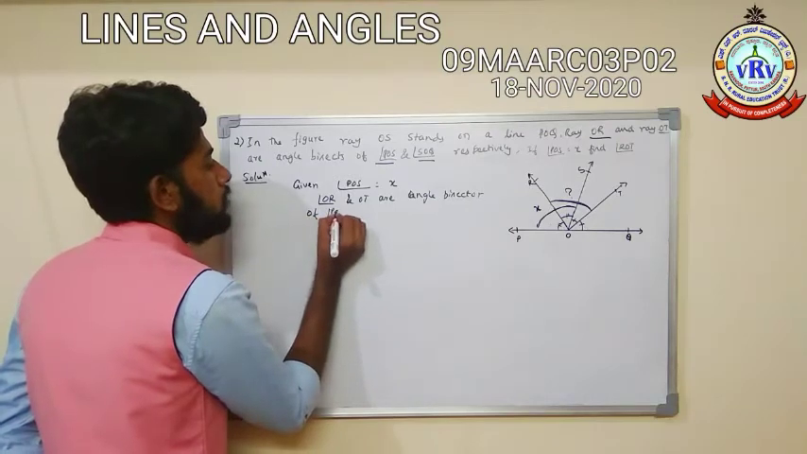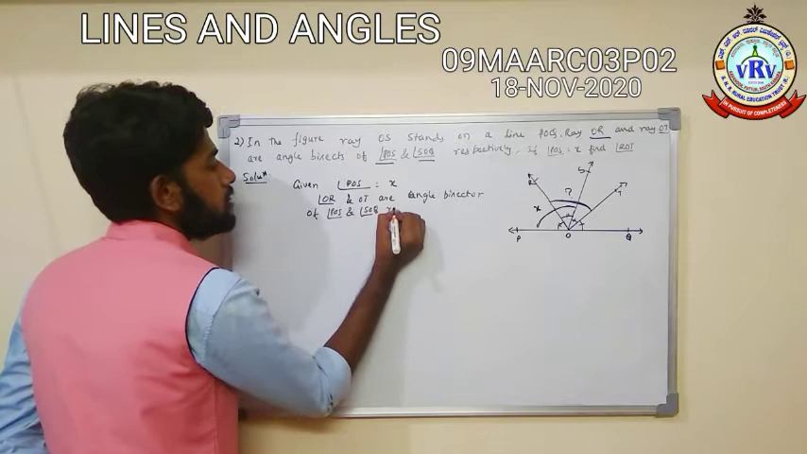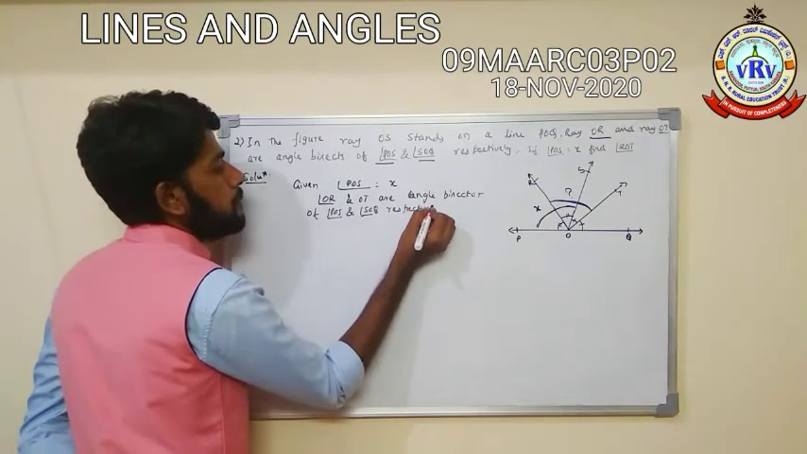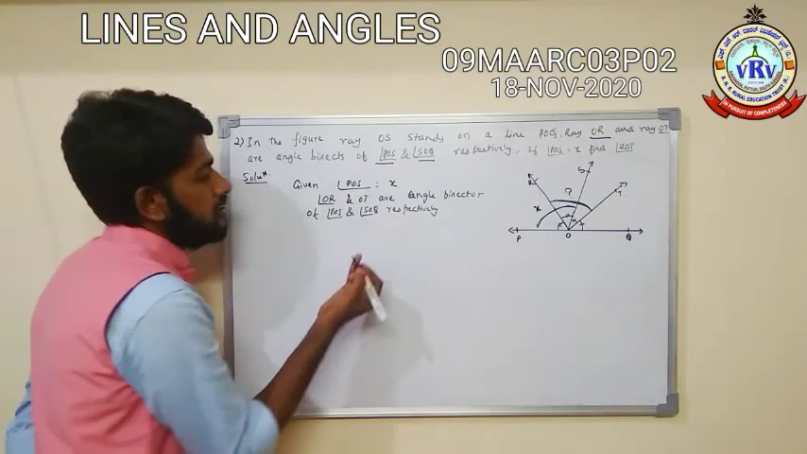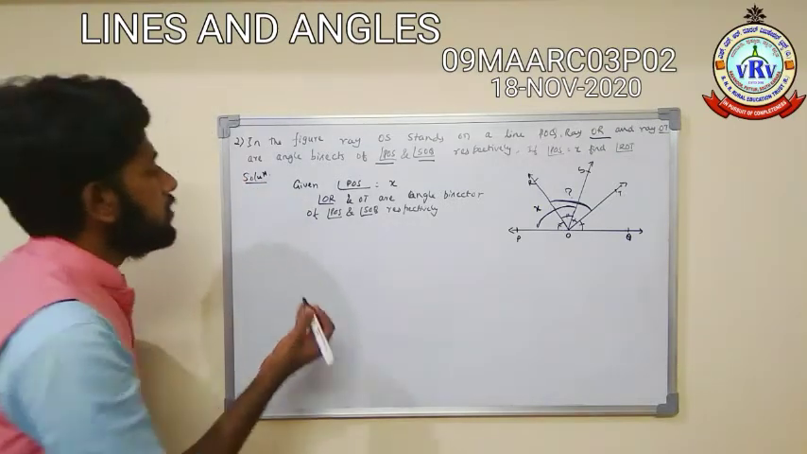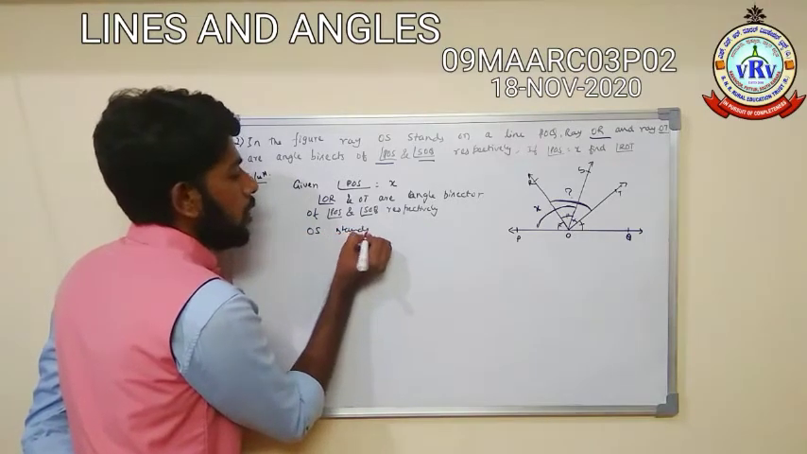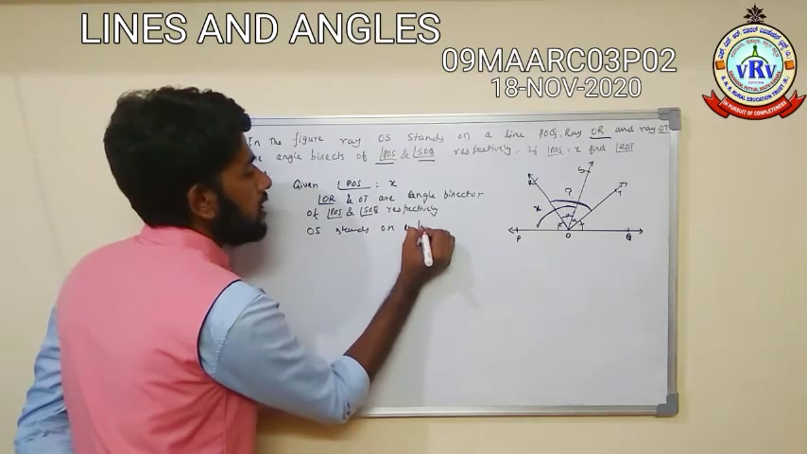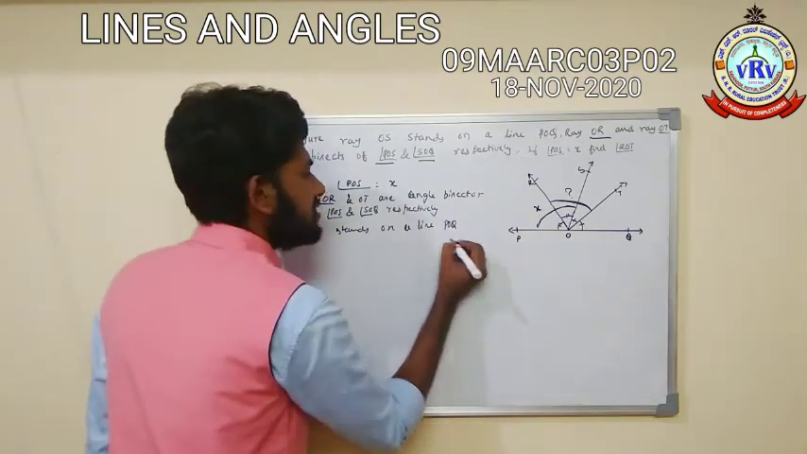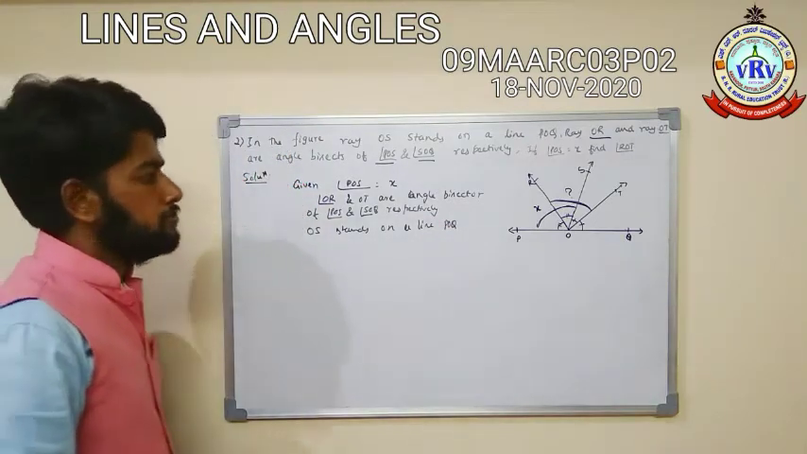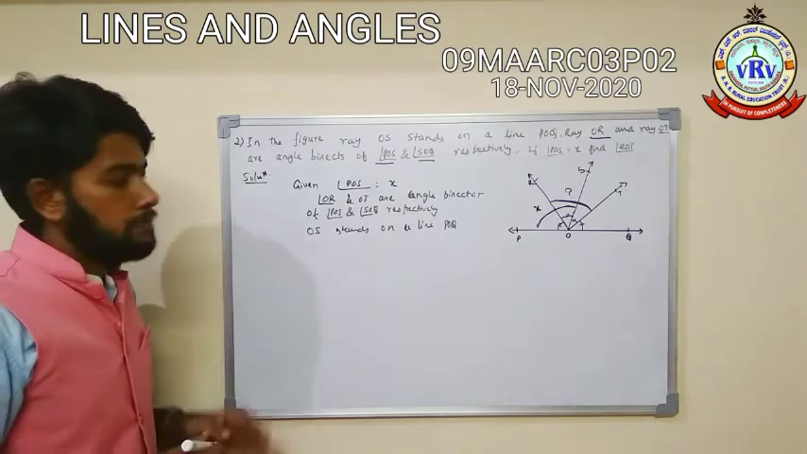of POS and SOQ respectively. Okay. And what they are given: OS stands on the line POQ, or I can say it is a PQ line also. These are our required things.